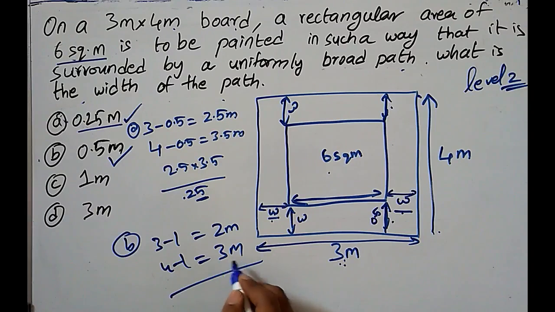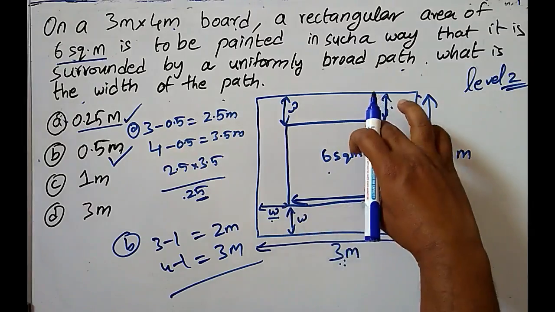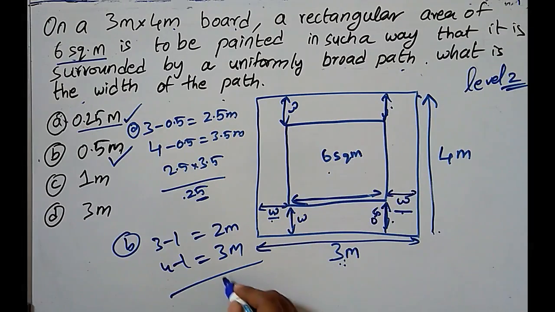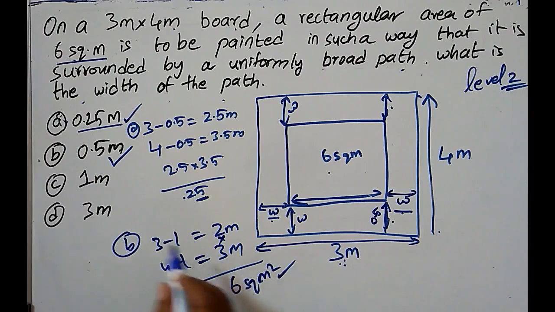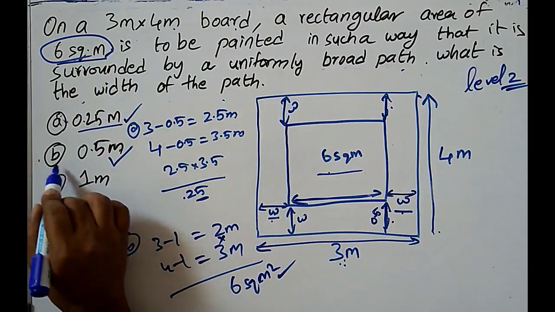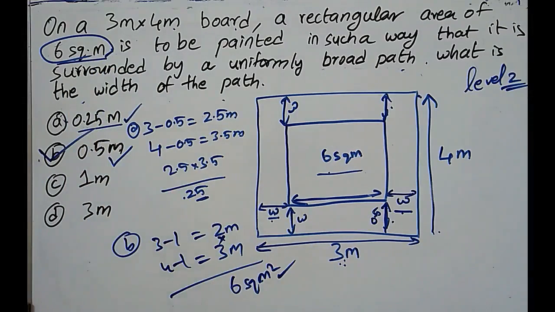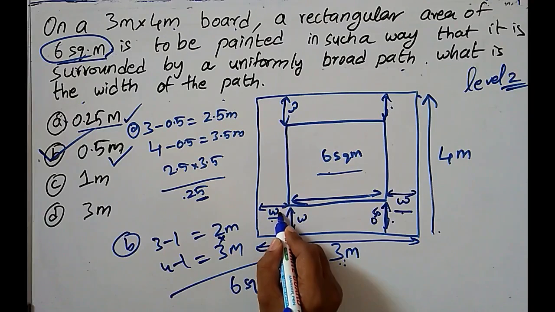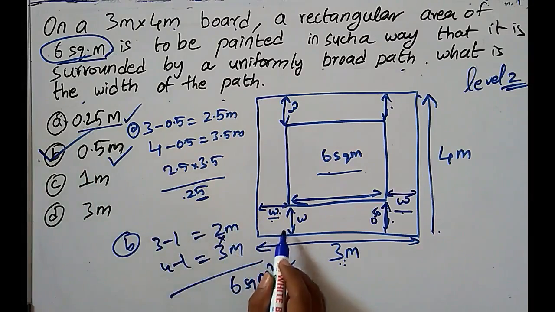If I multiply this length into breadth, am I getting 6 square meters? 2 into 3, 6 square meters. Yes, this is what is given in the answer. So B is the answer. That's it, friends. See how easy it is to substitute. If we substitute the width from the options, we will get the answer quickly.